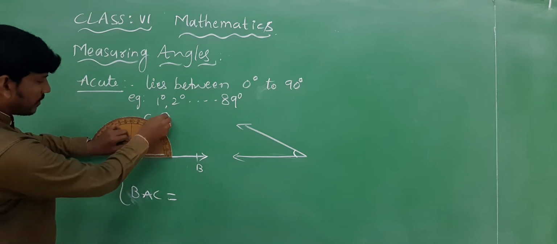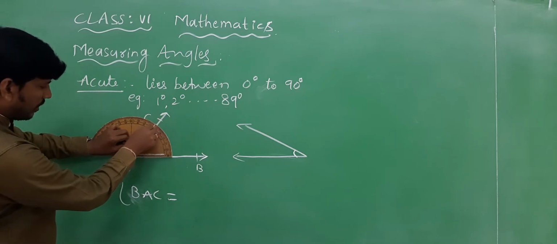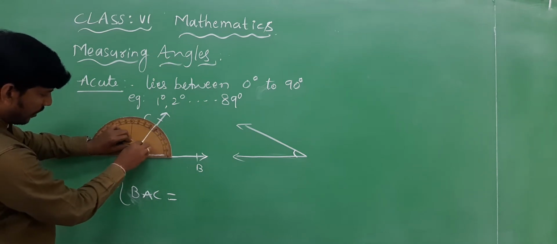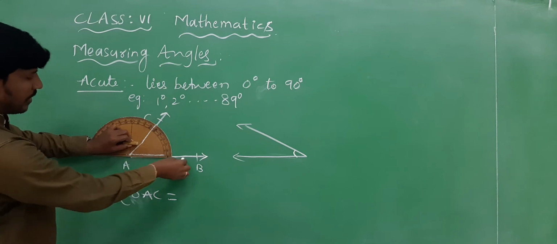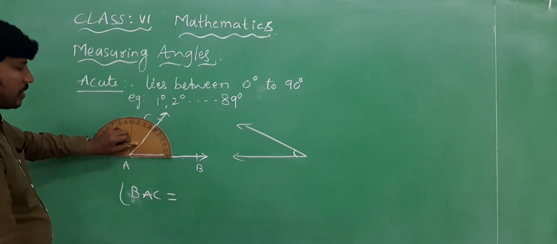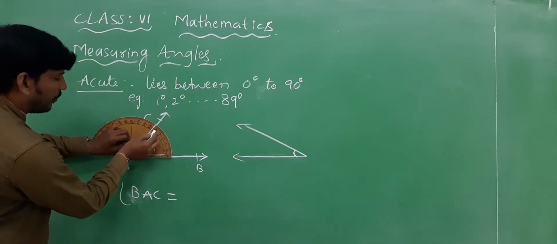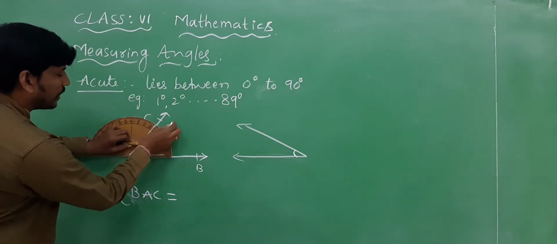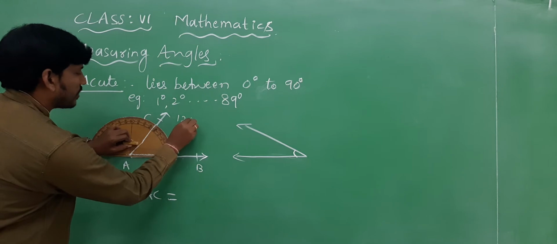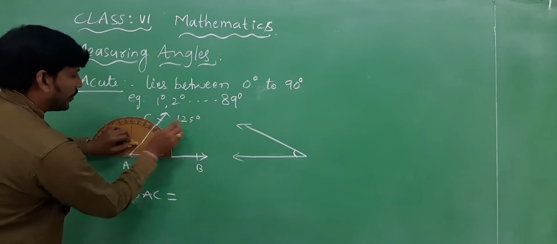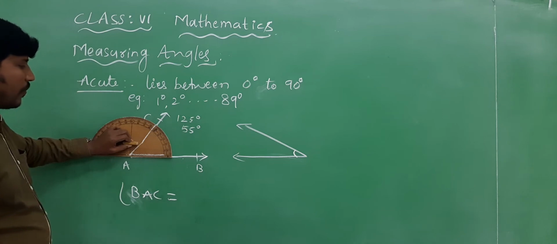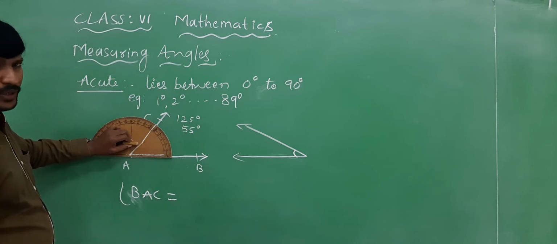Then this line, see this here. It is moving like this, joining with this one. The diagram will be like this. Now see this here. In between 50 to 60, there are two values. We got 125 degrees on the above line and 55 degrees on the below line. Okay, right? 125 and 55 we got.